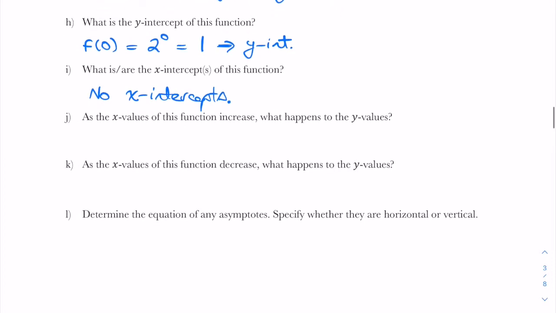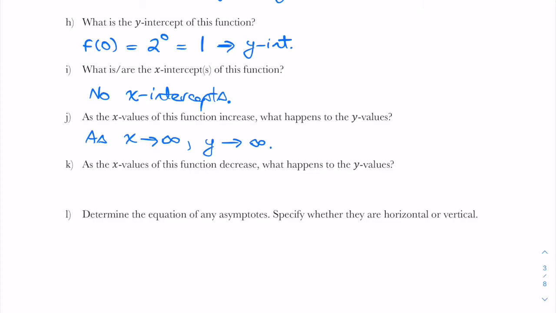All right, a few descriptive type questions now. As the x values increase, what happens to the y values? We already answered this, but now we can generalize. So as the x values get bigger and bigger, or as x approaches infinity, you might remember in Unit 2, we used this notation when we were looking at the reciprocal function. So as x approaches infinity, y approaches infinity. In other words, as the x values get larger, the y values get larger.